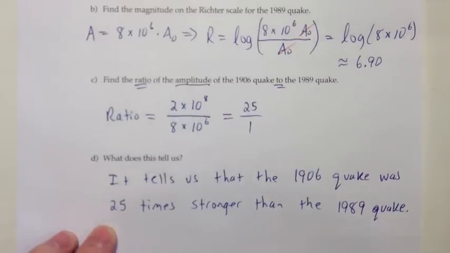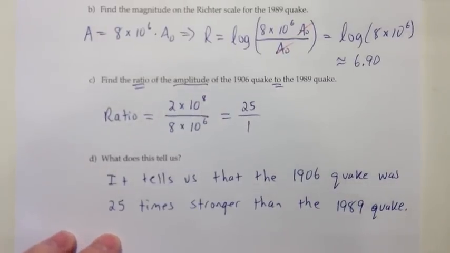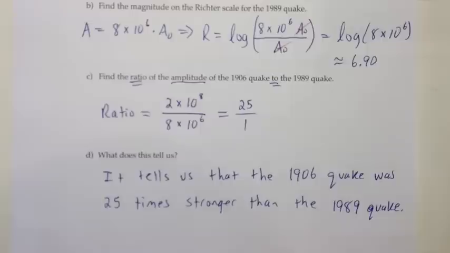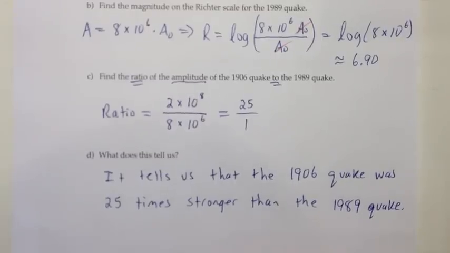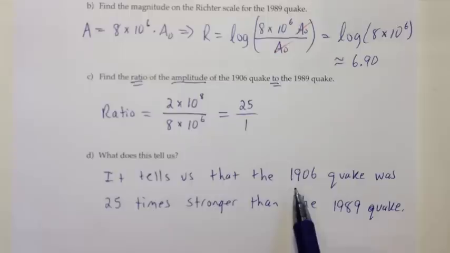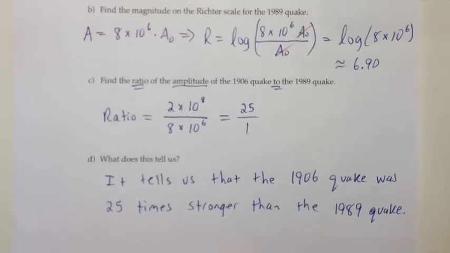And then that is pretty amazing. The 1989 quake did an awful lot of damage. It collapsed a freeway, it collapsed part of the Bay Bridge, so just imagine how much stronger and more powerful that 1906 quake must have been if it was 25 times stronger than the 1989 quake. Alright, that finishes up section 11.2.